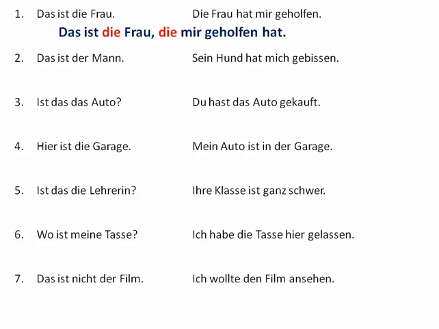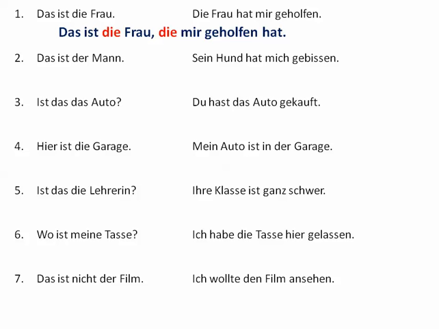In the first sentence we establish the gender of the noun, in this case "die Frau," and then we refer back to it with our relative pronoun. That thing we are referring back to is called the antecedent in English. So here we go with number two: "Das ist der Mann." We've established the gender of the noun, "der Mann."